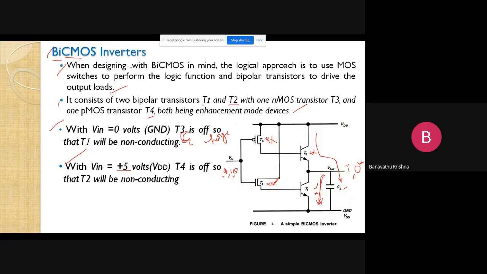But there is one drawback here. If the transistor T3 is on, there is a direct connectivity, a DC path available from VDD to ground through this transistor. This is not a good arrangement for the BiCMOS inverter circuit. When you apply input 1 here, there is a direct path from VDD to VSS. So we need to change this path, and we go for another improved alternative circuit.